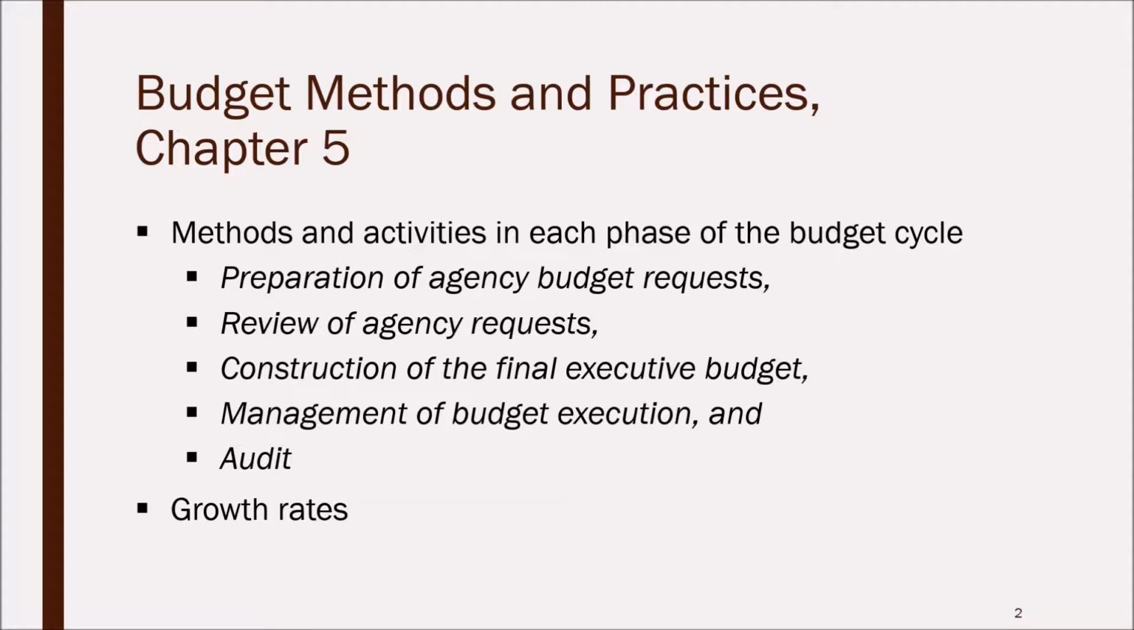This week we look at chapters 5 and 6. Chapter 5 introduces some methods and activities for each phase of the budget cycle. Particularly, it deals with preparation of agency budget requests, a review of those agency requests by the central government, a construction of the final executive budget by the central government, management of the budget execution, and finally, the audit phase. We will also look at calculating growth rates, an important tool for forecasting and budget preparation.